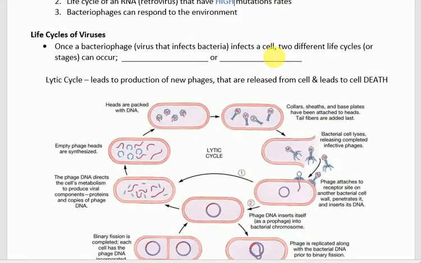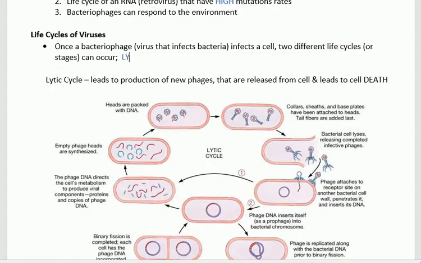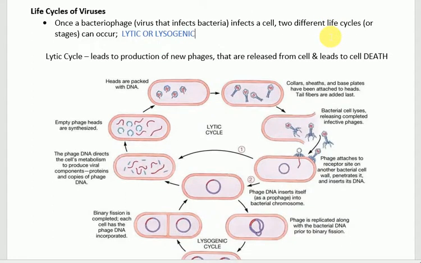So let's look at the life cycle of a virus. So once a bacteriophage, which again, we talked about this before, but remember it's a virus that infects a bacteria. Once that bacteriophage infects a cell, two different life cycles or stages can occur. We are either going to have a lytic or a lysogenic. So the lytic cycle is basically a lot shorter. It's going to lead to the production of the new bacteriophages that are released, and then it's going to lead to cell death.